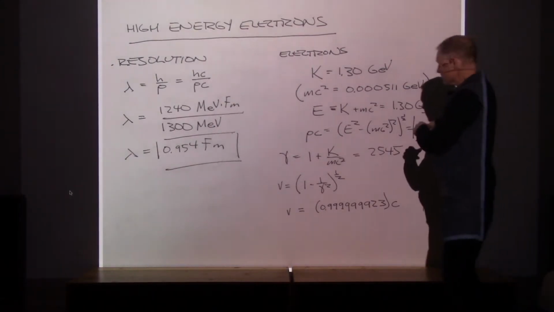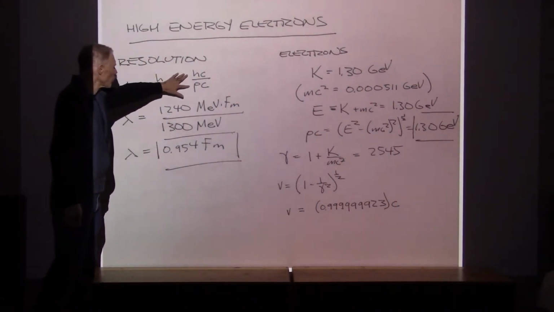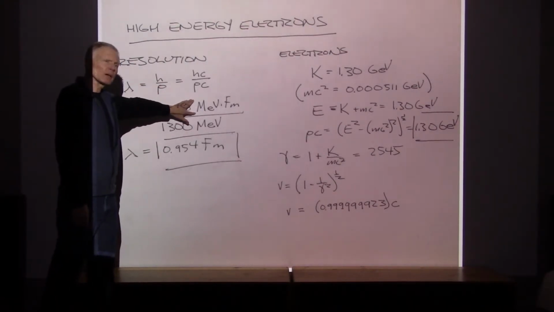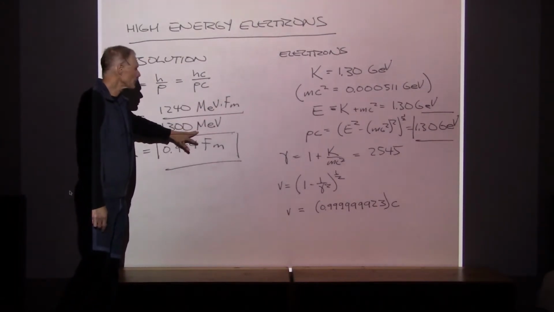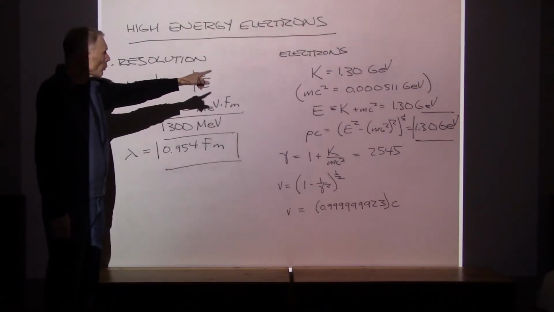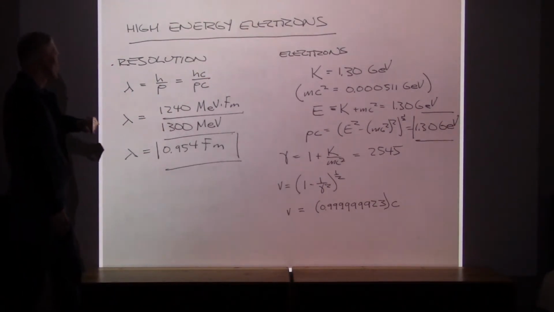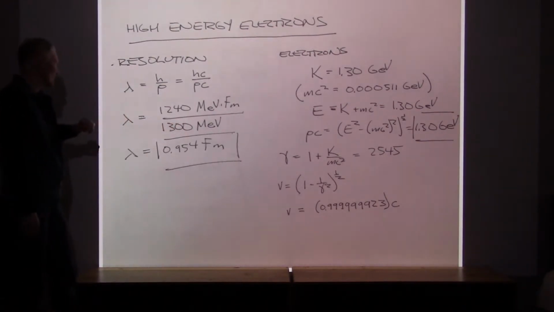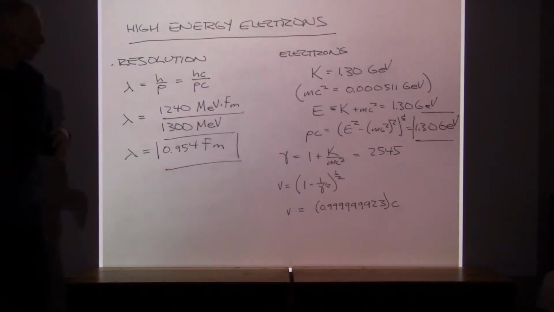So we can pick up this pc number that we calculated. We can plug that into our formula here, and we can take our 1240 MeV femtometers divided by, so 1.3 GeV would be 1,300 MeV, and so that's giving us a wavelength of a little less than a femtometer, 0.954 femtometers.